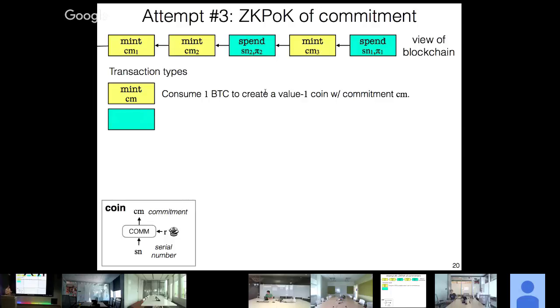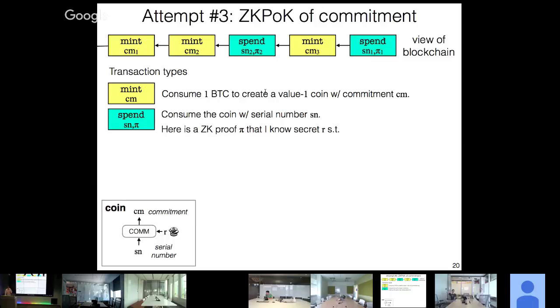Let's keep the mint transaction the same, but now in the spend, instead of revealing the serial number and the randomness, I'm going to reveal a proof that I know the randomness. A zero-knowledge proof that I know the randomness. Okay, let's look at that. So the spend transaction will now have a serial number and a proof.